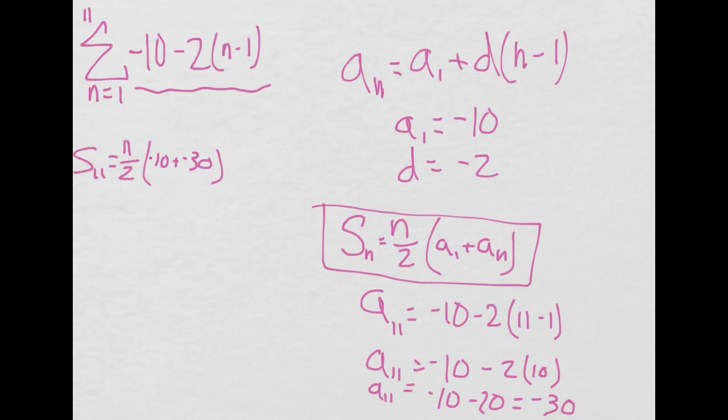Let's simplify this. 11 over 2 times negative 10 plus negative 30. So negative 10 minus 30 is negative 40. And let's simplify this some more. Negative 40 divided by 2 is negative 20. So we have 11 times negative 20. And that is going to be negative 220, negative 220 for the 11th partial sum.